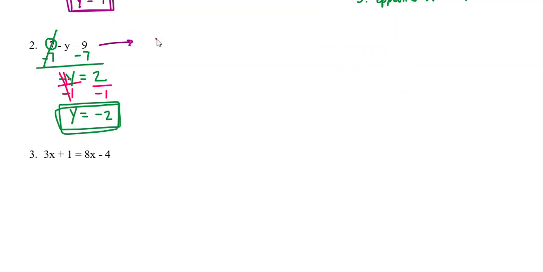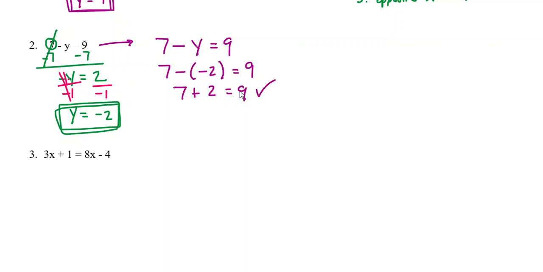Well, let's check our answer. Remember, the original problem was 7 minus y equals 9. I'm going to rewrite that as 7 minus negative 2 equals 9. And got to be careful with all those negatives flying around. I need to put parentheses around where the y was. So it's minus negative, which is the same as positive. Minus negative is a plus. 7 plus 2 equals 9, and that sure is true.